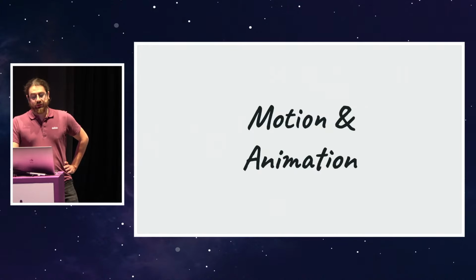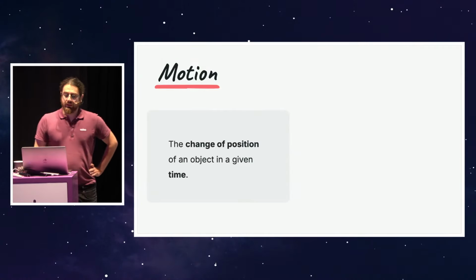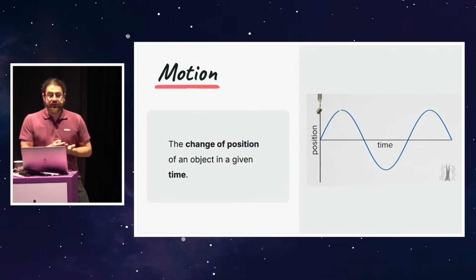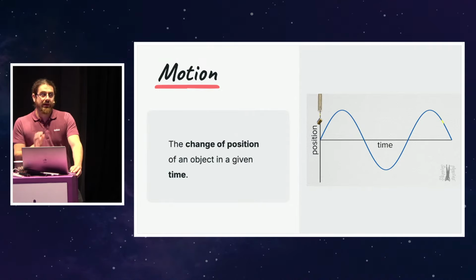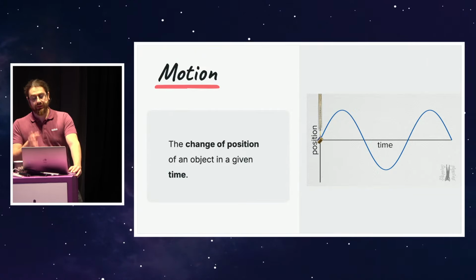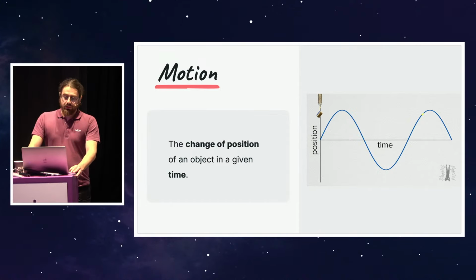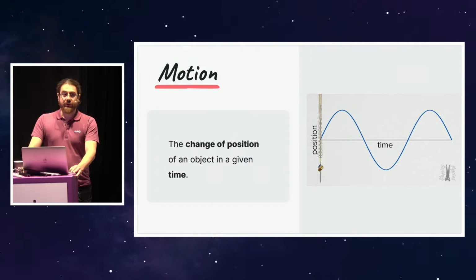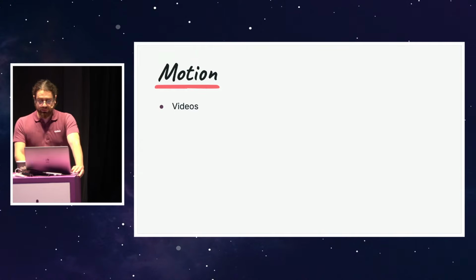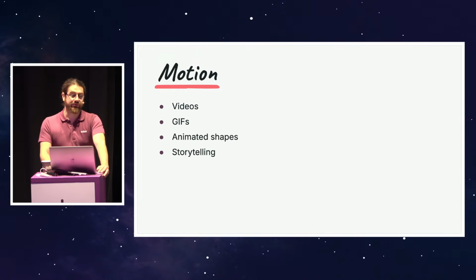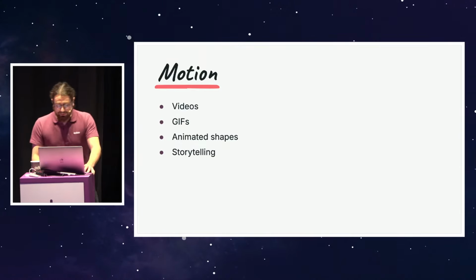So motion and animation. What do we understand as motion and animation? First thing is motion. We understand as motion the change of position of an object in a given time. But how could we apply this idea of motion in web design and more specifically in Odoo? So far I have identified 4 motion elements that could be applied in Odoo, which are videos, GIFs, animated shapes, and storytelling. So let's see one of those in detail now.